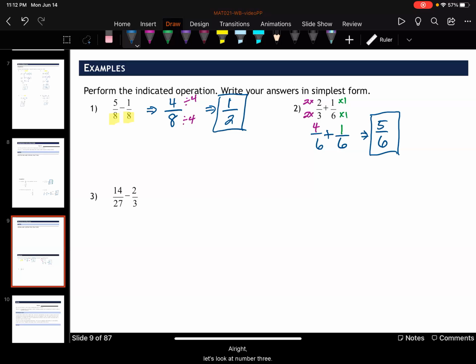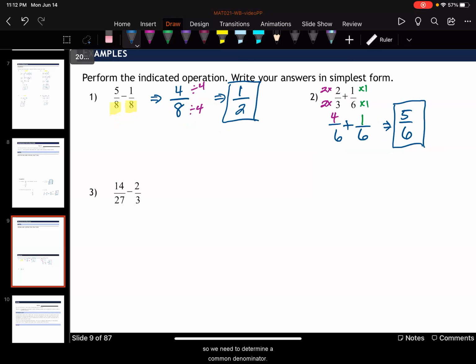All right, let's look at number 3. Again, number 3 does not have a common denominator. So we need to determine a common denominator. 27 would be a good denominator because 3 goes into 27, and 27 will go into 27. So I'm going to use that as my denominator.